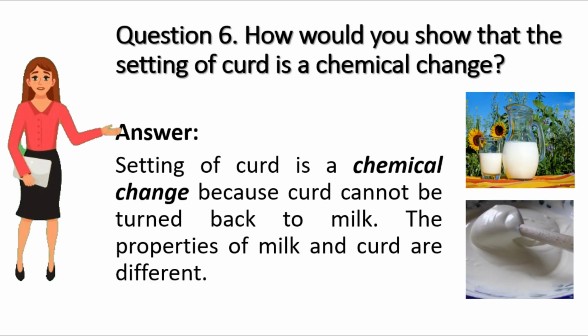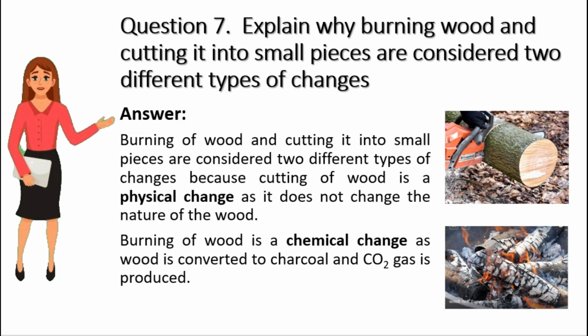Question 6. How would you show that the setting of curd is a chemical change? Answer. Setting of curd is a chemical change because curd cannot be turned back to milk. The properties of milk and curd are different.